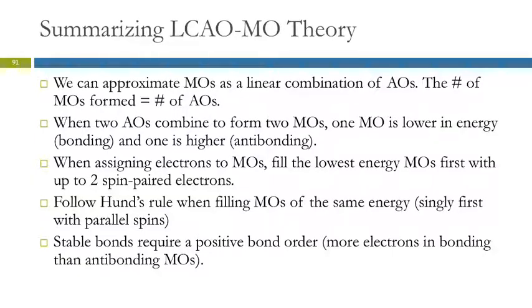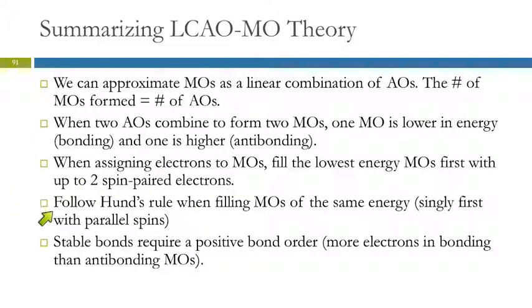So this is a summary. We approximate the molecular orbitals as linear combinations of atomic orbitals. The number of molecular orbitals is equal to the number of atomic orbitals. When you have 2 atomic orbitals combining, you get a molecular orbital that's lower in energy and one that's higher. When assigning electrons, you fill the lowest ones first with up to 2 spin paired electrons.